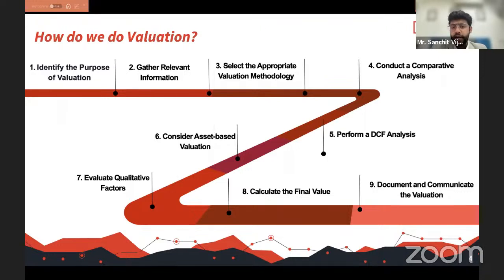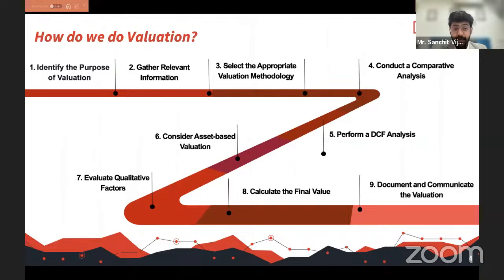Sixth is considering an asset-based valuation. If the asset being valued is primarily composed of tangible assets, such as real estate or machinery, we may need to consider an asset-based valuation. We have to determine the net book value of the asset and adjust the values to the fair market value.